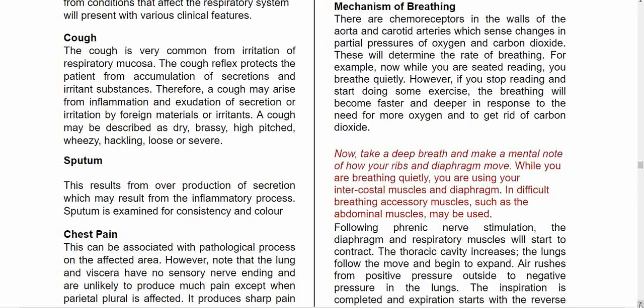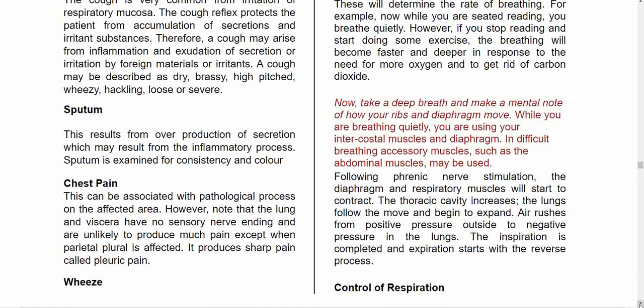Another one is chest pain. Chest pain is always associated with a pathological process in the affected area. However, note the lung and viscera have no sensory nerve endings and are unlikely to produce much pain except when the parietal pleura is affected. There are no sensory nerve endings in the lung region.